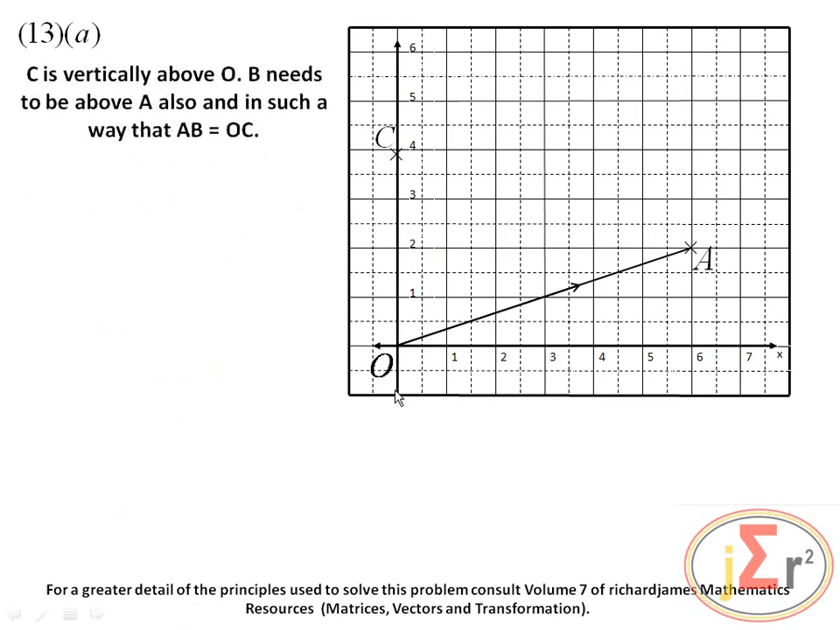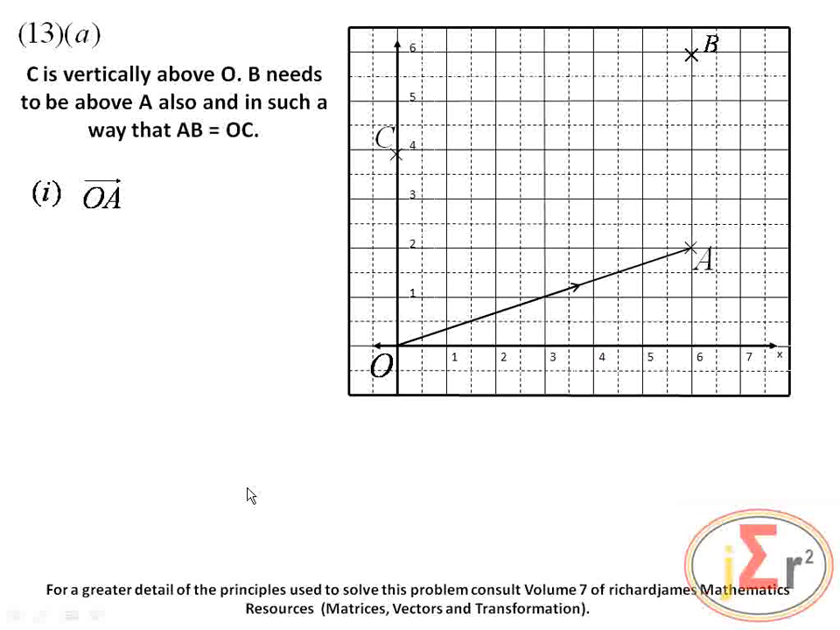C is vertically above O, as we have it right here. Right. So if that is the case, we will place B above A. Let's see by how many? 1, 2, 3, 4 units. So we'll put it 1, 2, 3, 4 units right there. So that is where B is going to be. I like that.